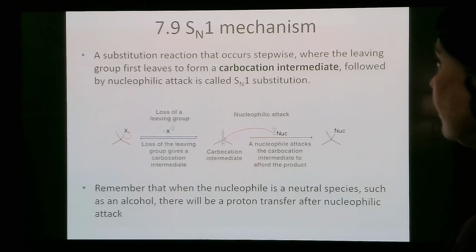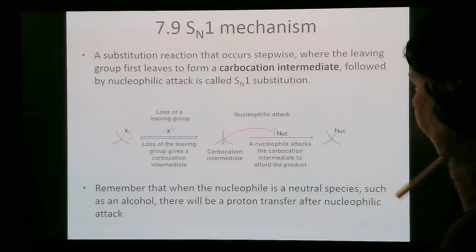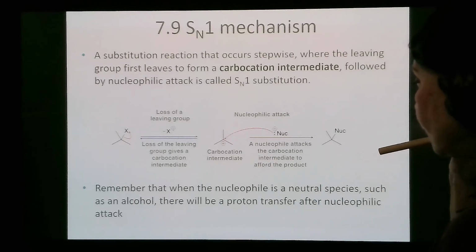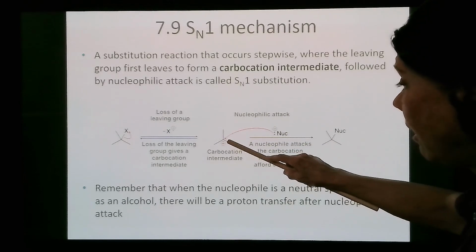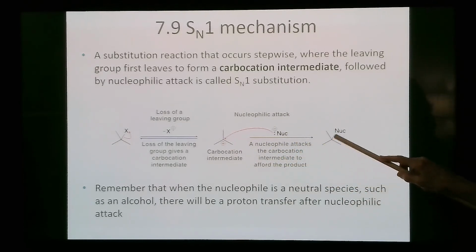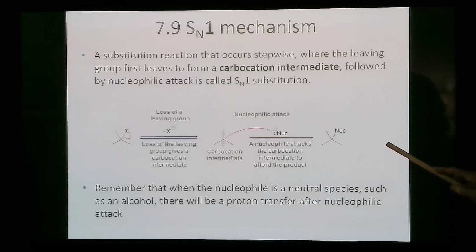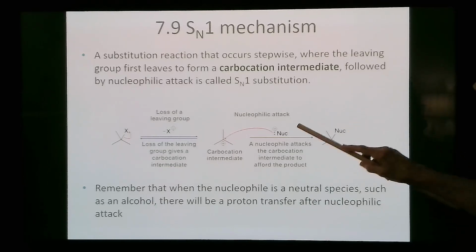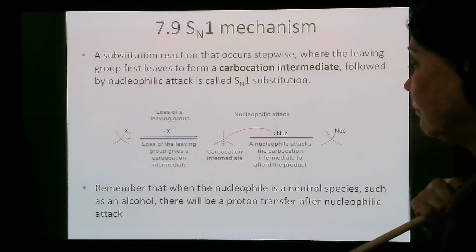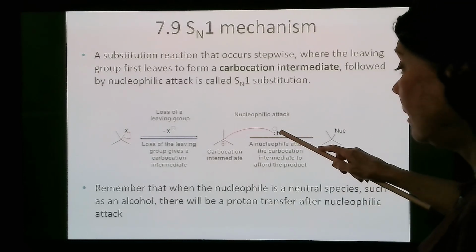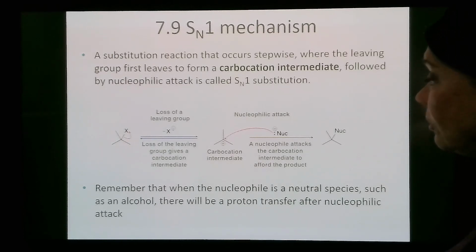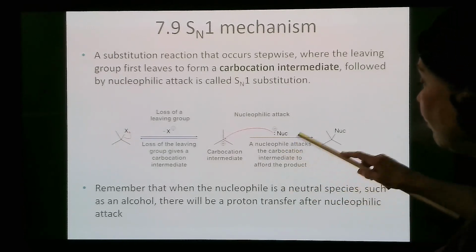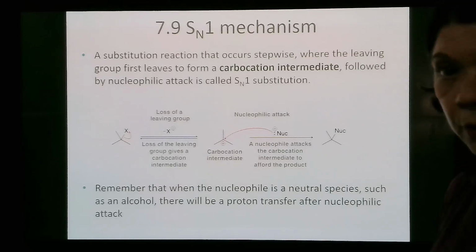Let's see what's important on this slide. So this is an SN1 substitution. If you have a neutral nucleophile, you're going to wind up with a cation, so you're going to have to lose a proton. So you'll always have a third step if the nucleophile is a neutral nucleophile. Here this is an anionic nucleophile. So you can have either one. You'll just have to remember that if you have a neutral nucleophile, you have another step to remove the proton.